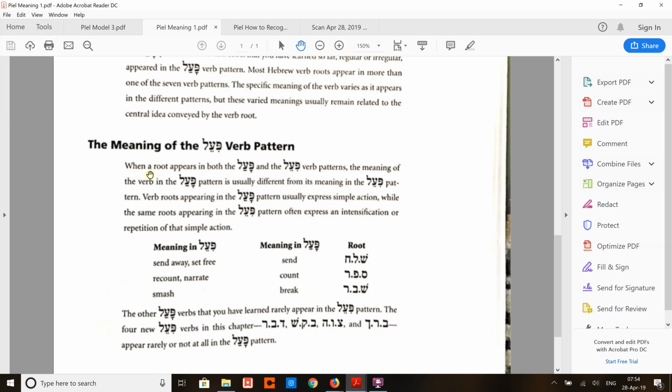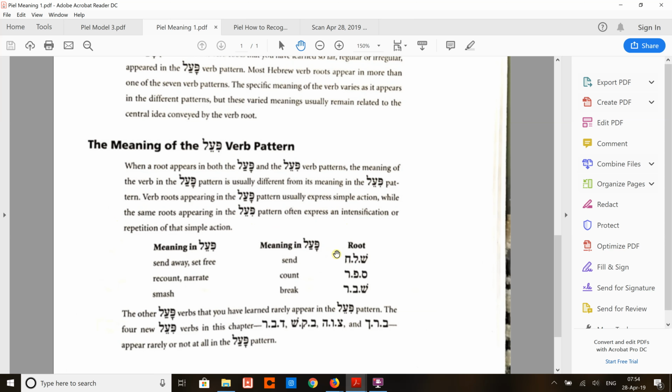So we'll read through this. When a root appears in both the pa'al and the Piel verbal patterns, the meaning of the verb in the pa'al, that's the one that we already know, is usually different from its meaning in the Piel. Verbal roots appearing in the pa'al usually express simple action, right? Like think of shamar, he guarded. Simple action. While the same roots appearing in the Piel pattern often express intensification or repetition.